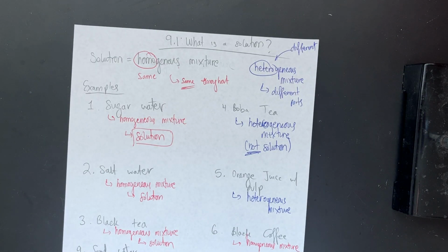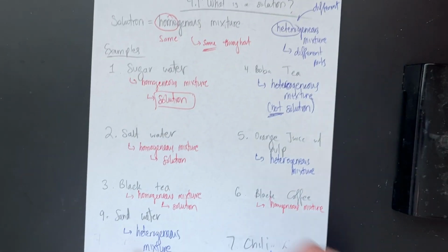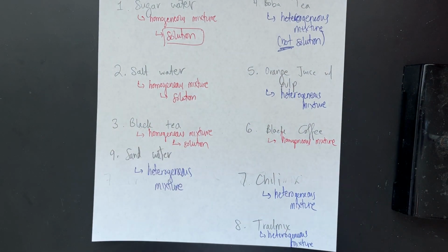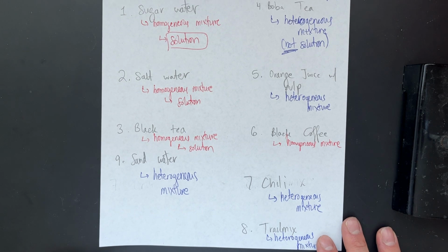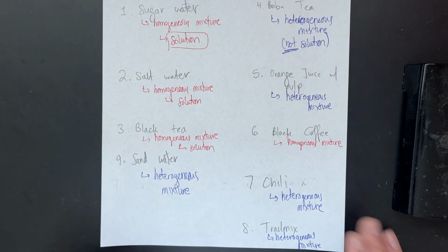So that's 9.1. What is a solution? A solution is a homogeneous mixture. We applied it to a couple different examples. That's all. It's pretty conceptual. This isn't a very difficult lesson. It's just, do you know the definition of a solution? Do you know that it's a homogeneous mixture? Do you know what that means? Do you know what a heterogeneous mixture means in comparison? So that's it. Hope that helps.